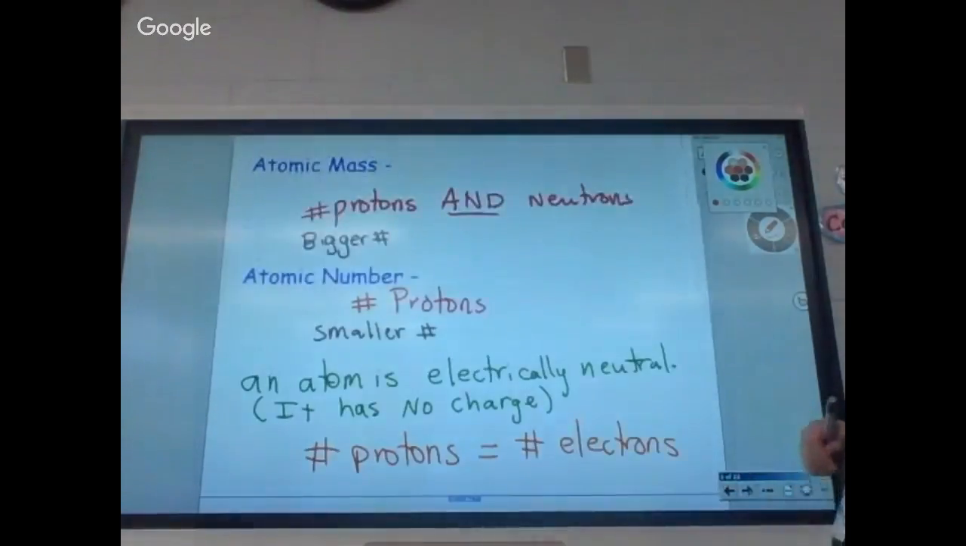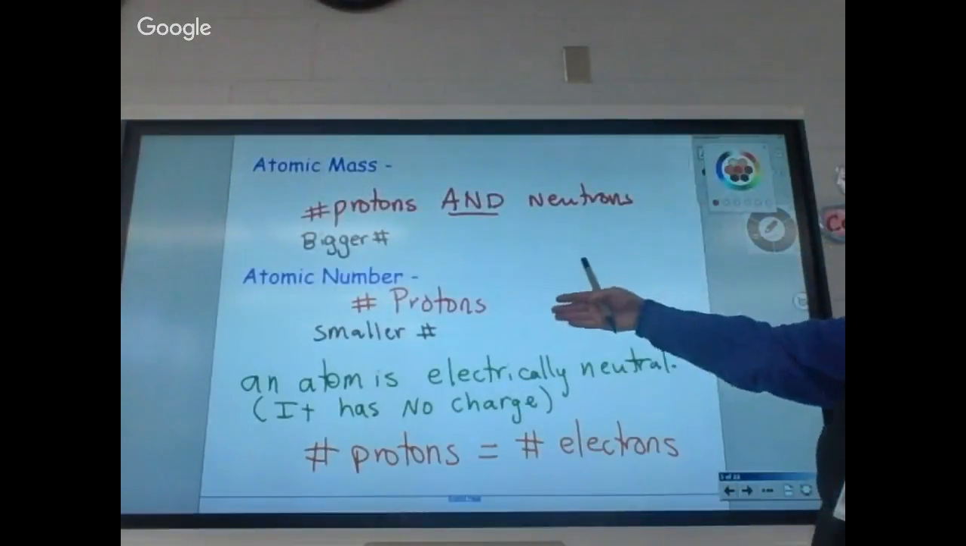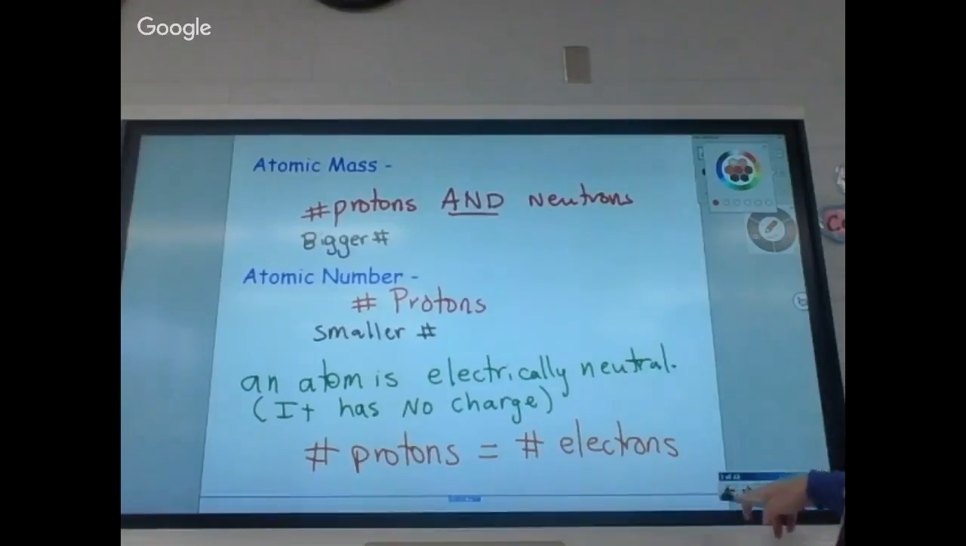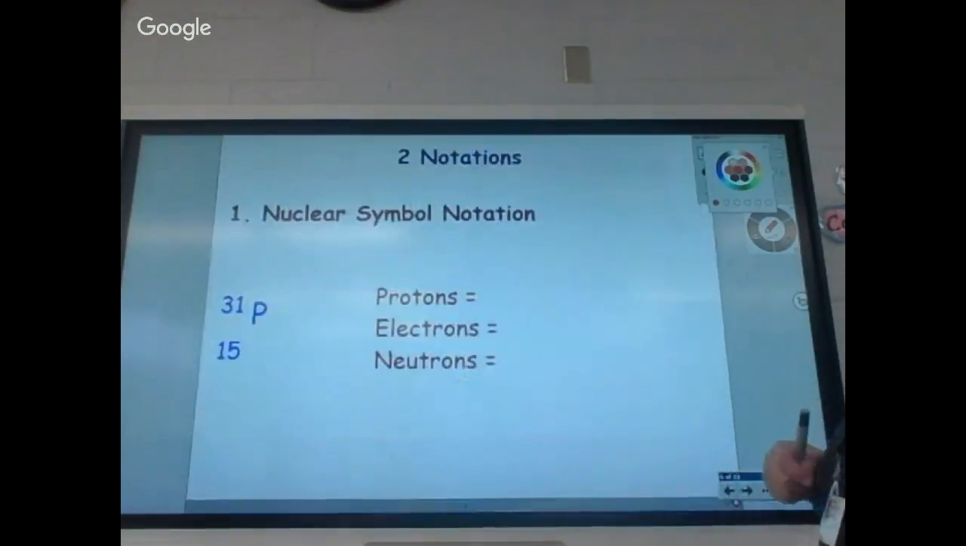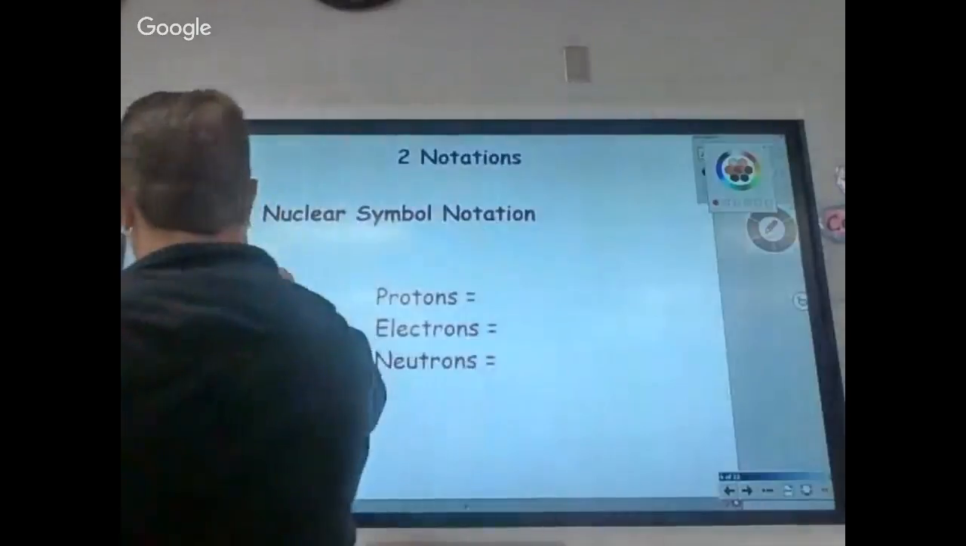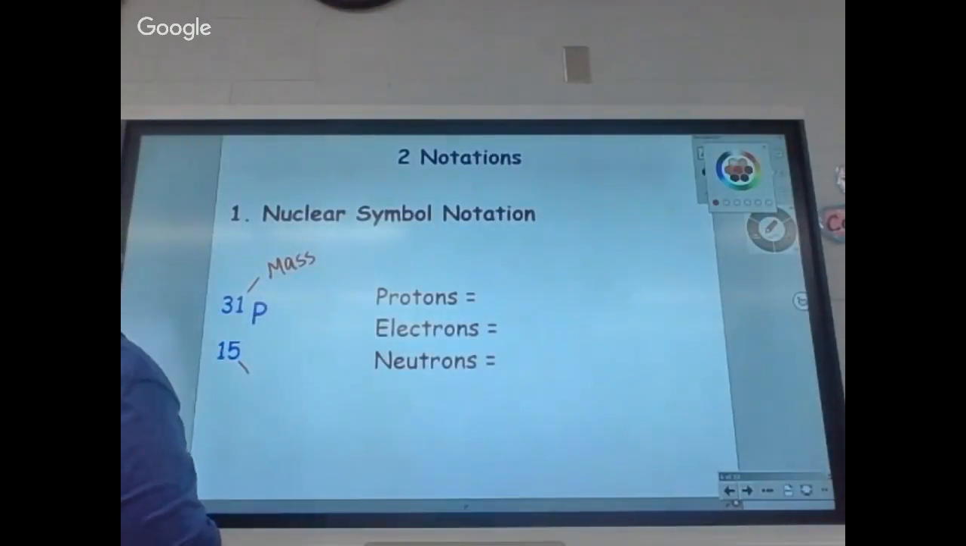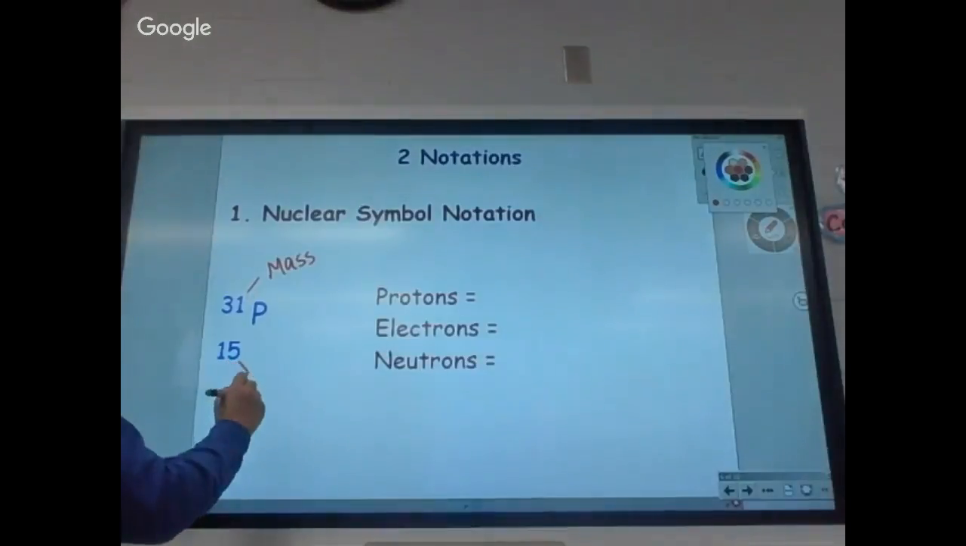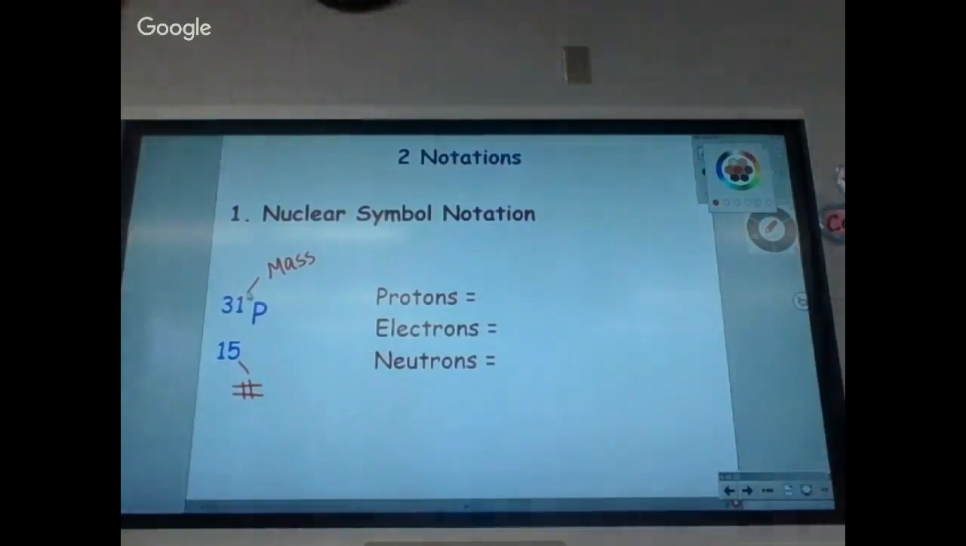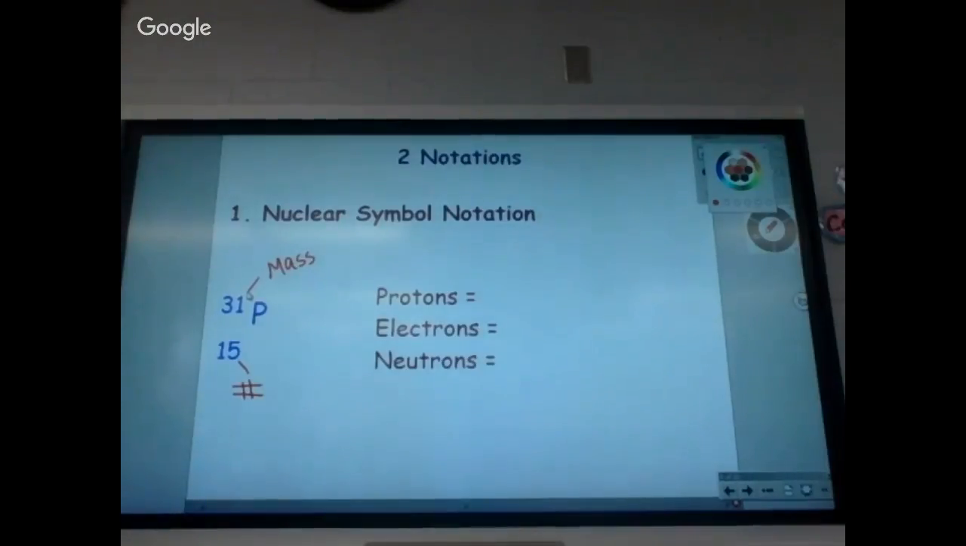Oops, too far. Is it the mass or is it the number? It's the mass because it's the what? It's the big number. Okay, so that's the mass. The 15 is the what then? It's the number. Okay, everybody see how we did that? Big number is mass, smaller number is number.